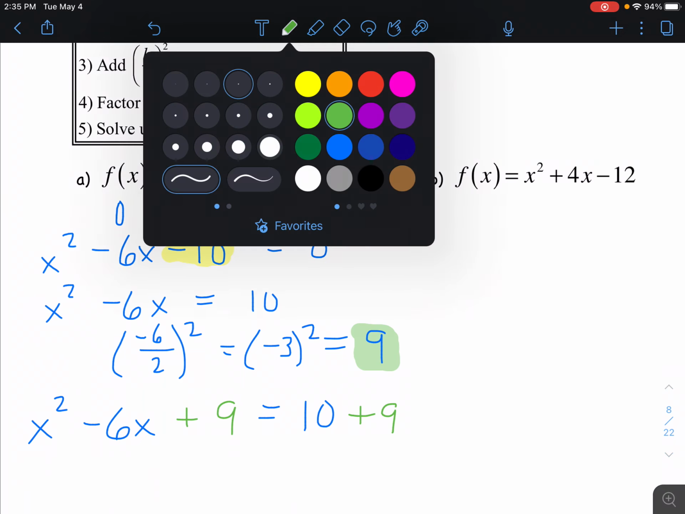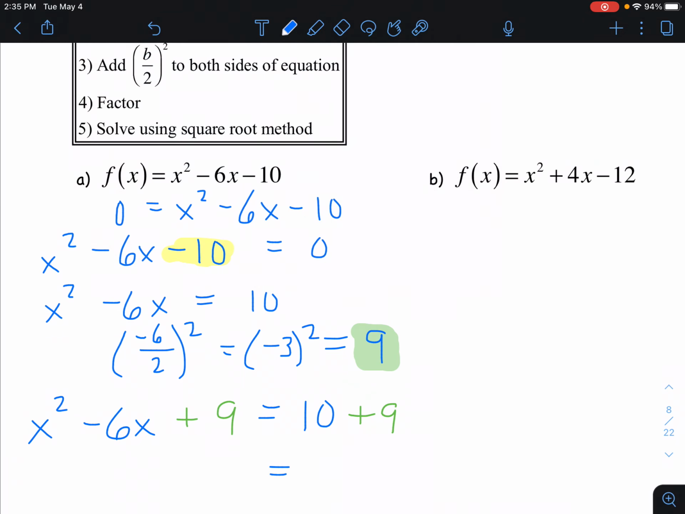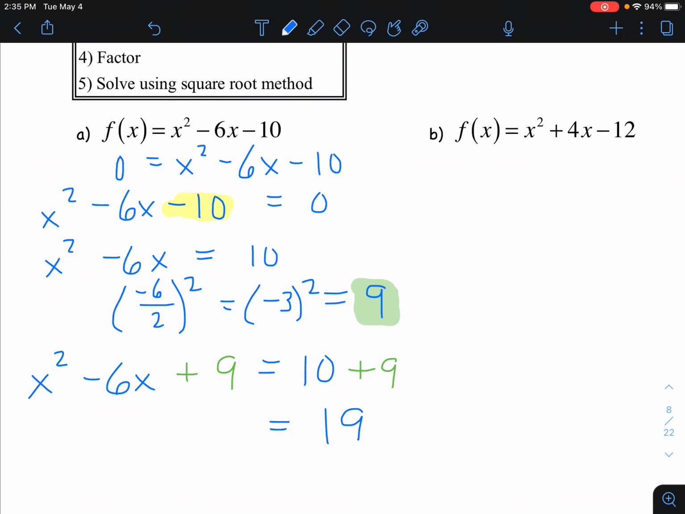Now, on the right side of the equal sign, we are going to physically add it to get 19. However, what do I do with that left side? Well, that's step number 4, factor. This guy can easily be factored into, if you can think about two numbers that multiply to get 9 and add up to get negative 6. Those two numbers are negative 3 and negative 3. So you're going to do parentheses squared, and then inside, you're going to put x minus 3.